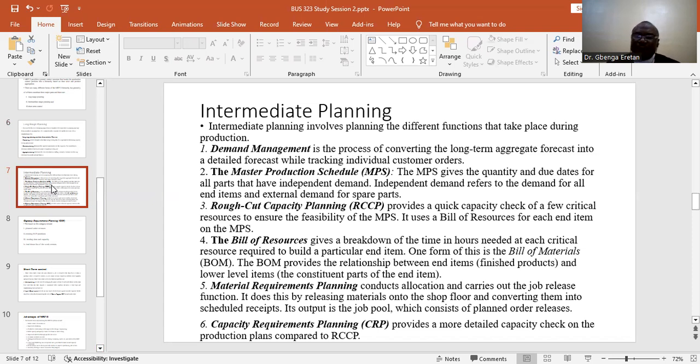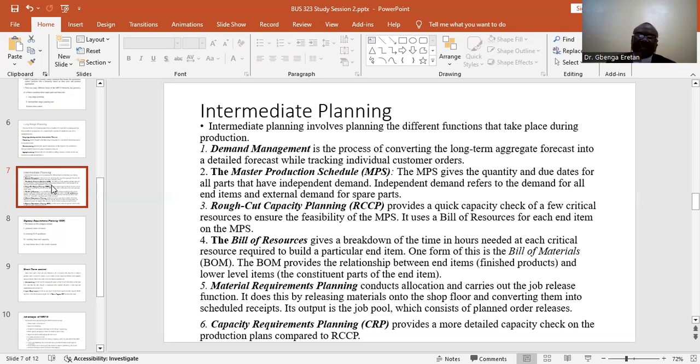And this provides a more detailed capacity check on the production plan compared to RCCP. And take note that RCCP is the rough cut capacity plan. It provides a quick check, but CRP provides a detailed check.